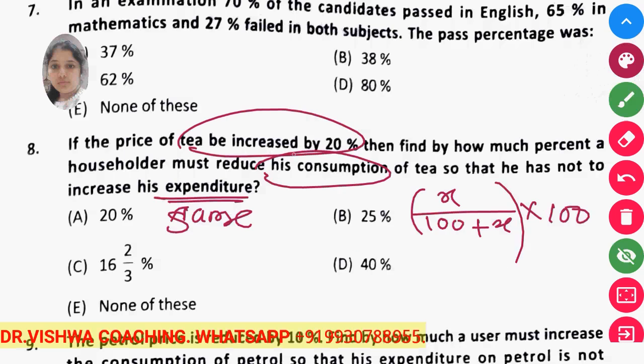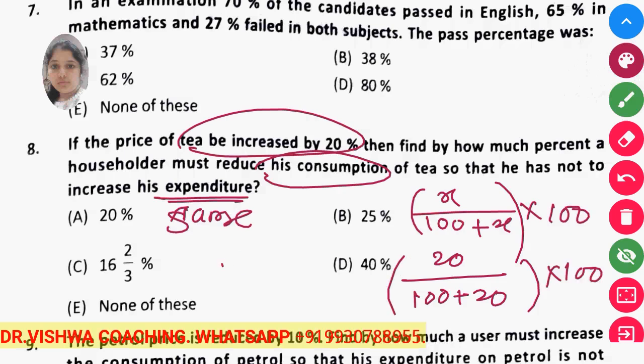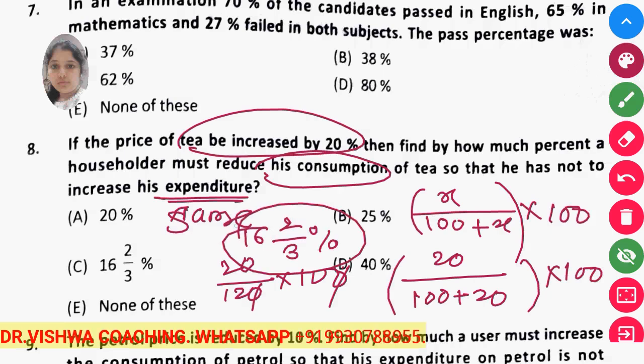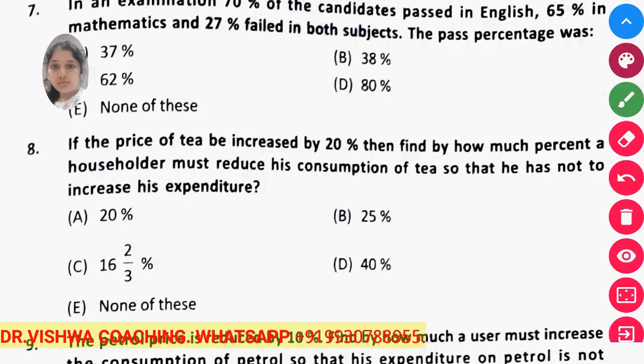Now here the increase in the price is 20%. So 20 upon 100 plus 20, multiplied by 100. So it becomes 20 upon 120 multiplied by 100. The zero will get cancelled. 200 divided by 12 gives you the answer as 16 2 upon 3%. So this much consumption you have to reduce from the original so that expenditure will remain constant. It is the standard formula.